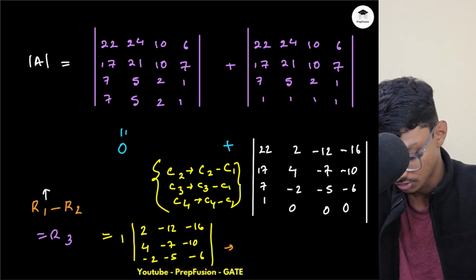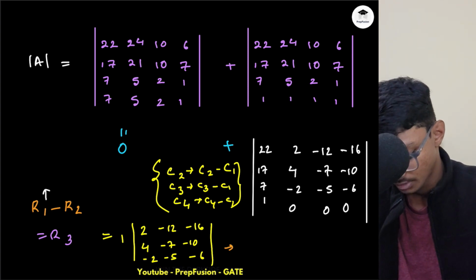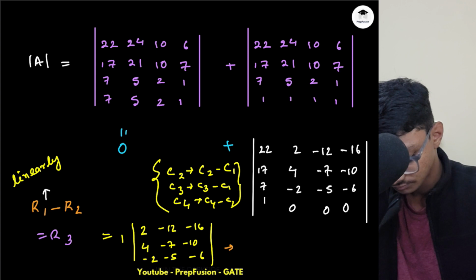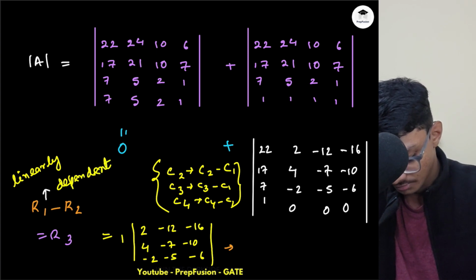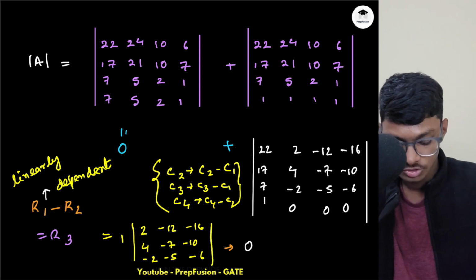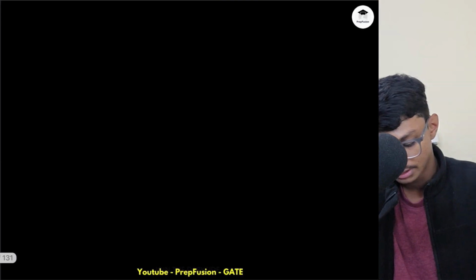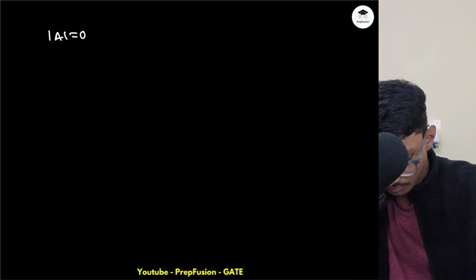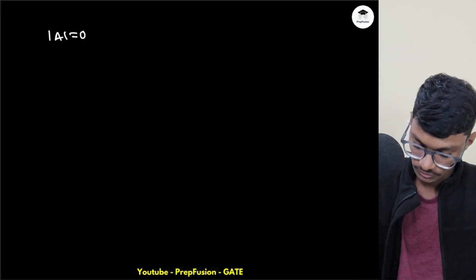Obviously I told you in the short notes or key points that if the rows are linearly dependent, then the determinant will become 0. So overall my answer will be that the determinant of A will be 0. So this is my answer.